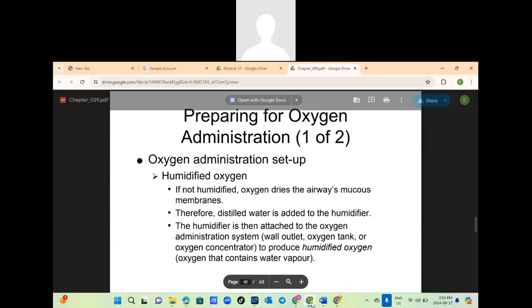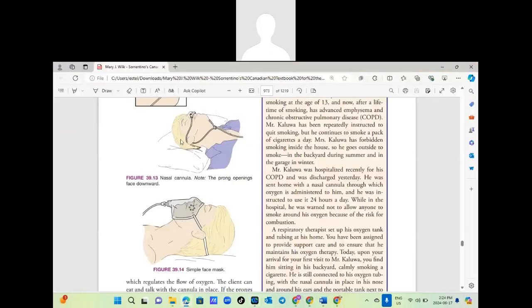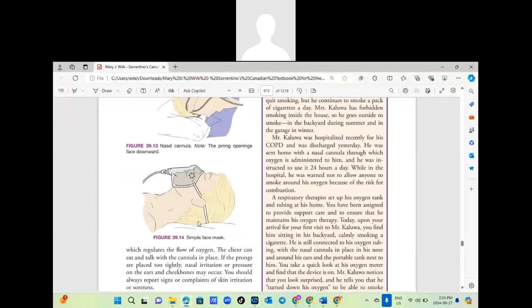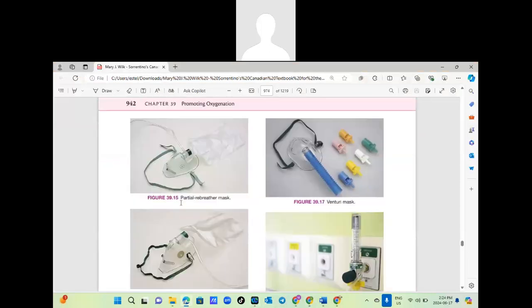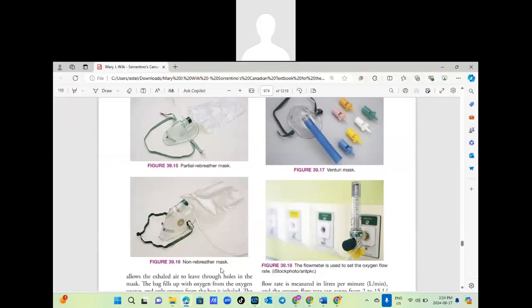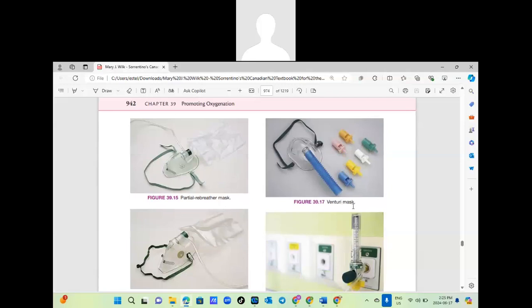Let me just show you the different types of equipment we mentioned. We have the nasal cannula, the simple face mask, the partial rebreather, and this is the non-rebreather. If you look at the difference here, this one has holes, the rebreather, and this is the non-rebreather, so there are no holes. Here, with the rebreather, you're breathing on your own, and this one helps. But this one has none. This is the non-rebreather mask. And this is the Venturi mask.